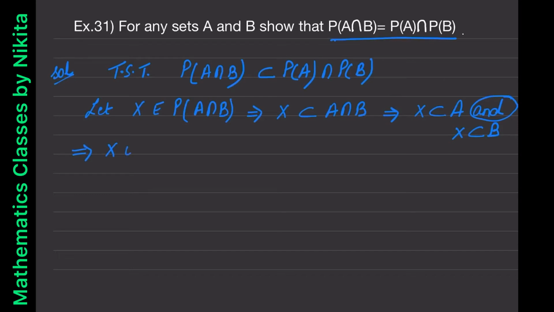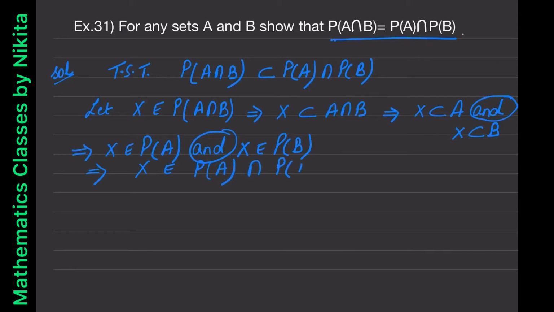And this implies that X belongs to the power set of A and X belongs to the power set of B. And since there is an 'and' in between, I will get that X belongs to the power set of A intersection the power set of B. Mark this as 1.